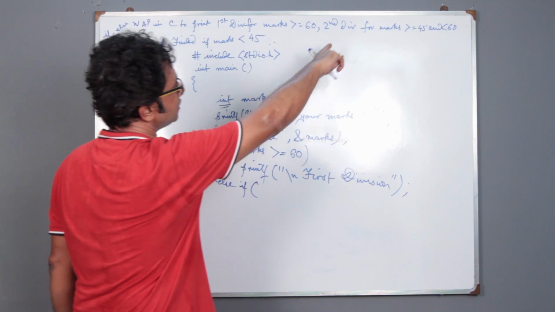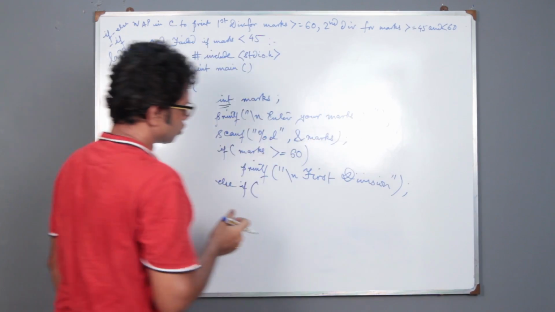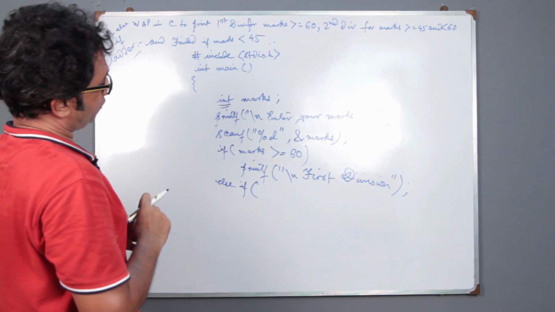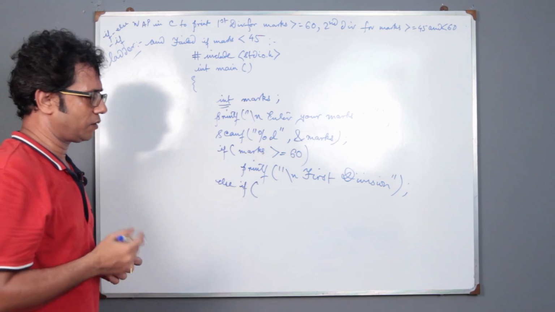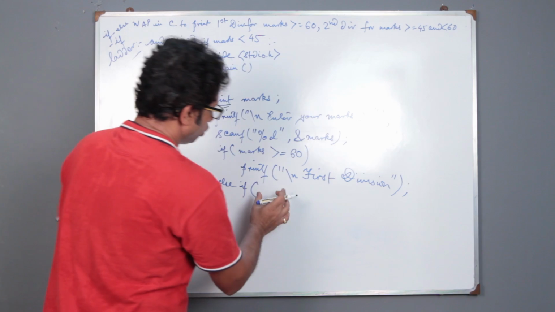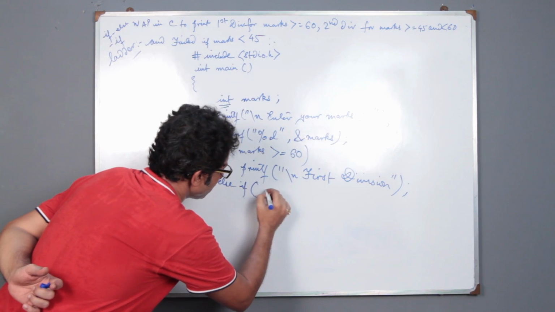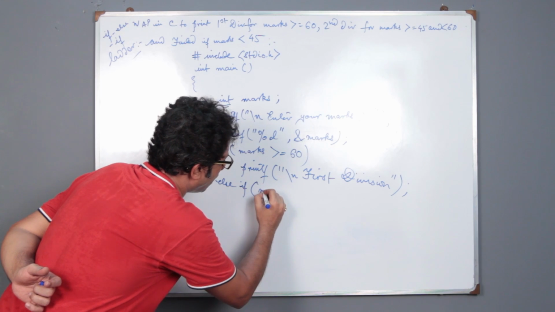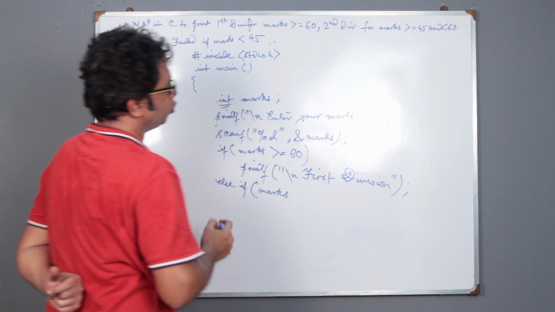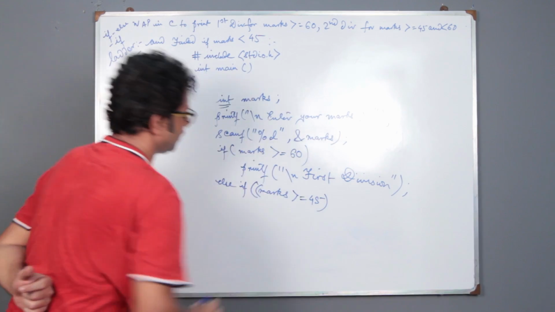So there are two conditions. There is a range. There is a lower range and upper range. So in this sort of program, we will use the logical AND operator to specify the conditional control statement. So I will write marks greater than or equal to 45. This will be one condition.